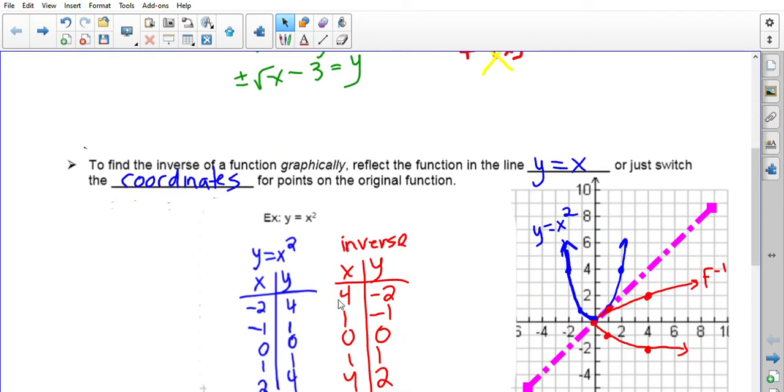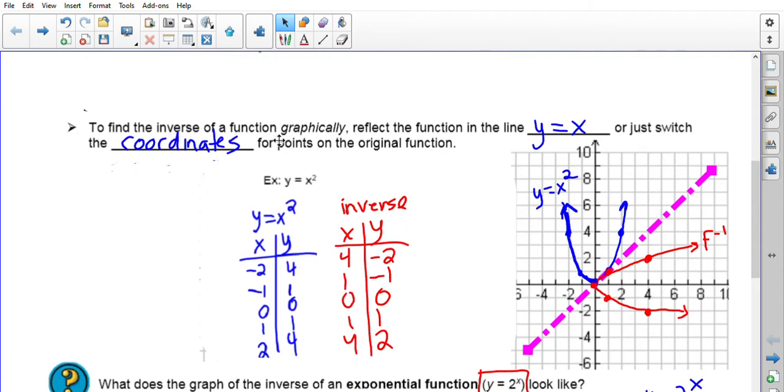All right, how do we find this graphically? So to find the inverse of a function graphically, you always reflect the function in the line y equals x. So that's this line here in purple. Okay, so that's the line y equals x. So visually you might be able to do that. If you want to obviously get more exact points, you can just interchange the coordinates for the points of the original function. So you can start with your parent function here.